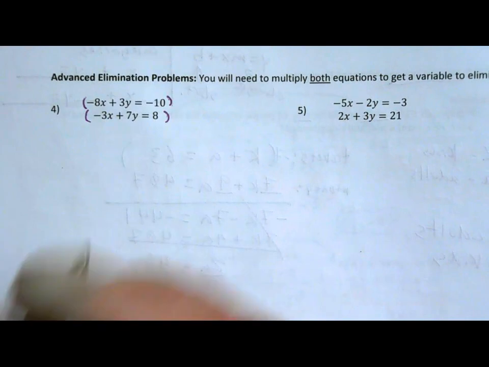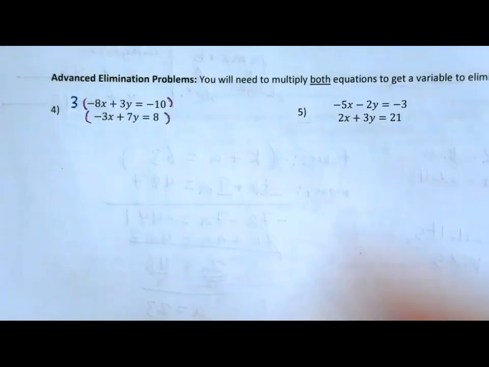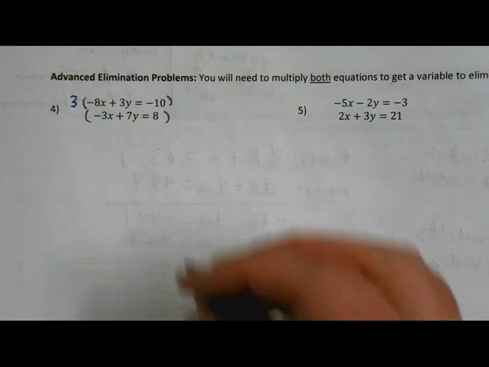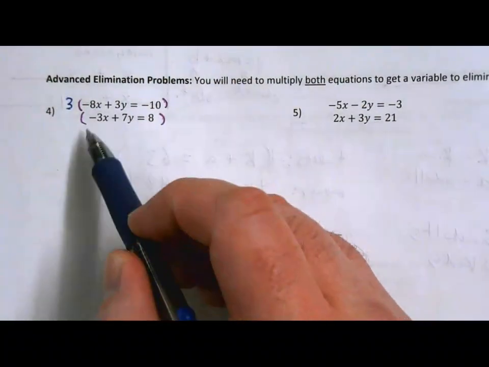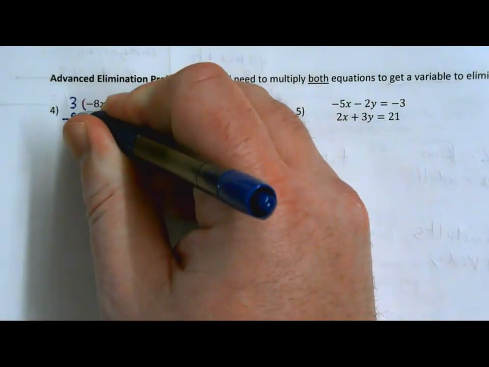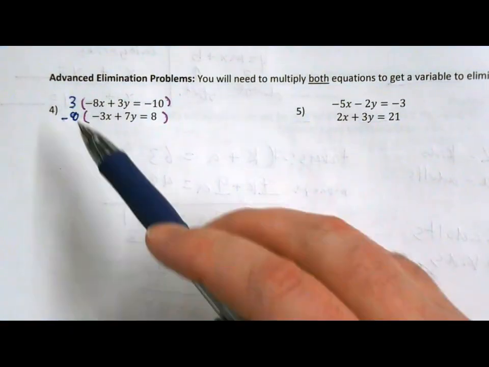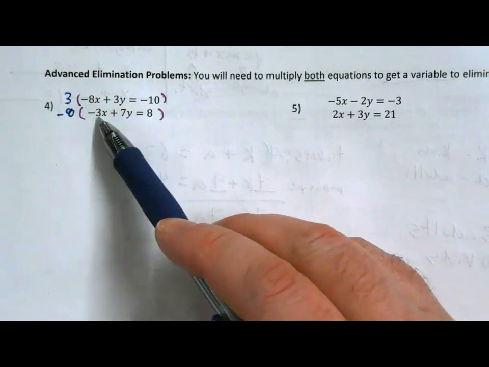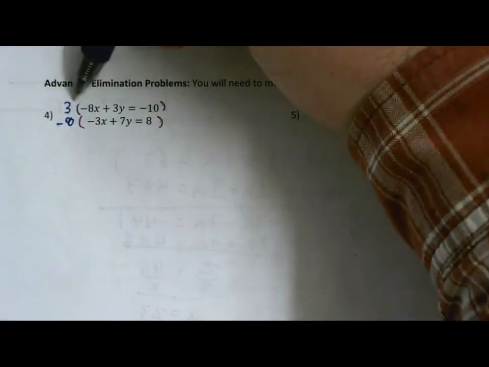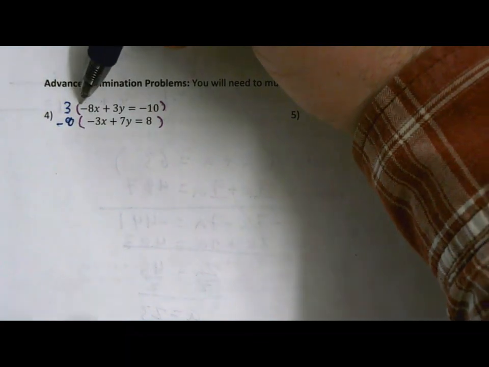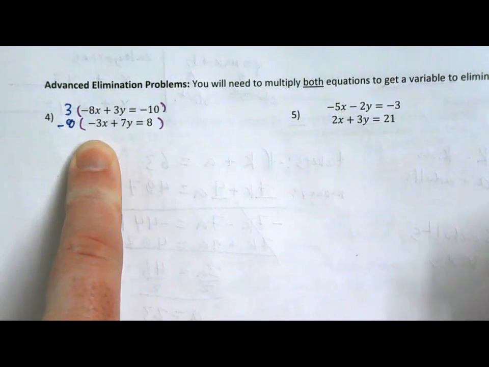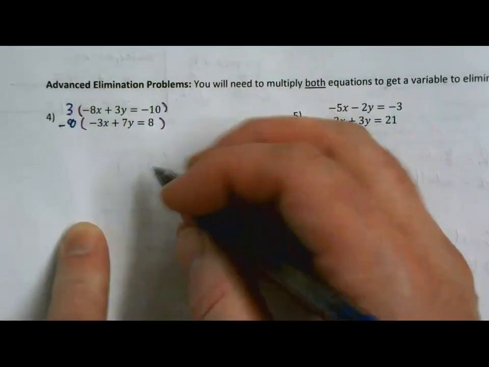So let's multiply this top equation by 3. That's going to give me a -24x. And what do I want to multiply this bottom one by? Why -8 instead of +8? Yeah, so we want one of them to be positive and one to be negative. Would you agree we're going to get a -24 on the top and a +24 on the bottom?